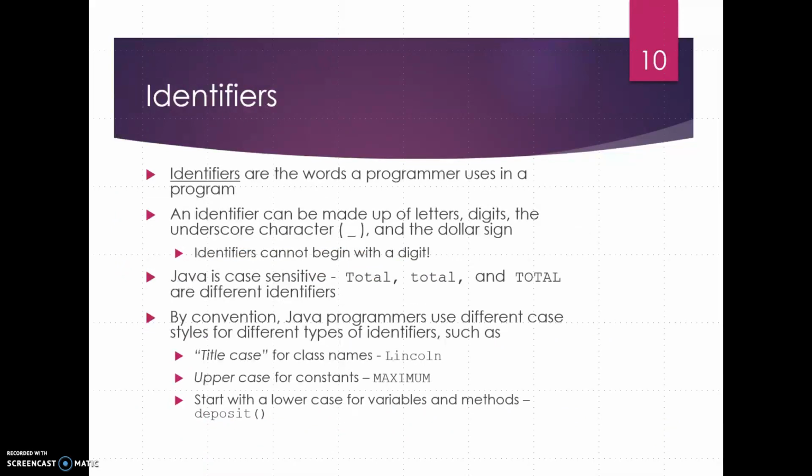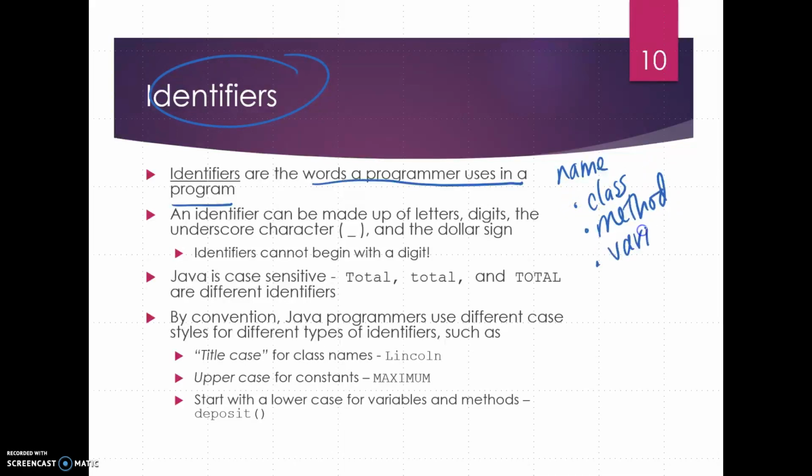All right, another word that we'll hear quite a bit is identifiers. Identifiers are the words that a programmer uses in a program. So what do we use words for? Well, we use them to name items. We're going to name our class, our method, and variables and constants. We want to make sure that these identifiers are specific and help us understand what's going on. We don't want to just use identifier names like ABC, XYZ, because those are very vague.